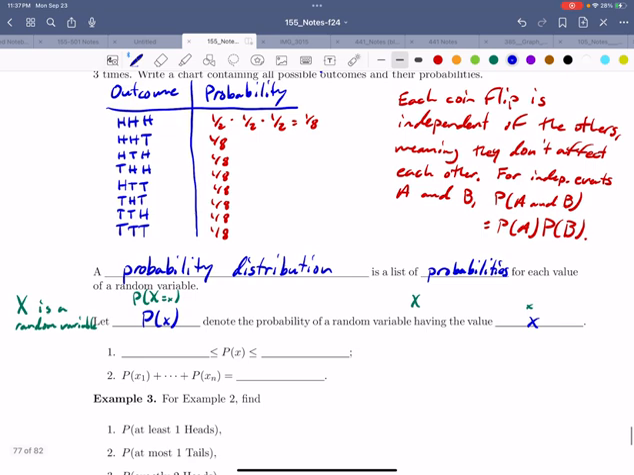So anyway, a couple things that we should know. Probabilities are always between 0 and 1 inclusive. A probability of 0 means it never happens. A probability of 1 means it always happens.